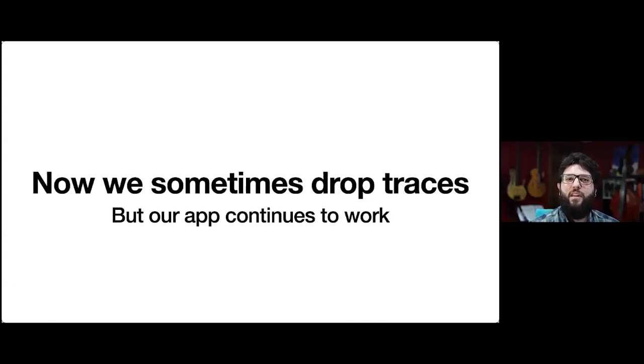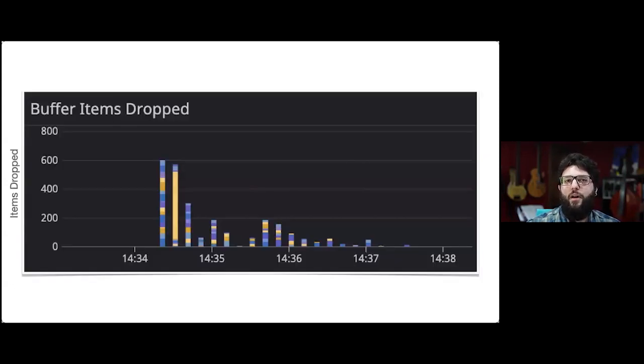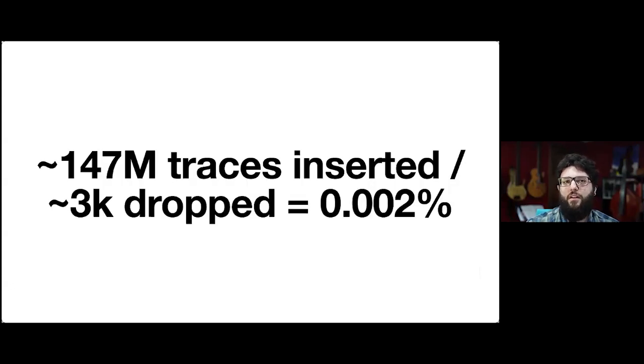Now, you might say dropping traces doesn't sound great. Like I want that information. And we even have metrics for how many traces we drop. And this looks not great. We're dropping a few hundred, like 600 over a few minutes. But over the course of a day, and this is just an average day, we insert about 147 million traces and dropped about 3,000, which is 0.002%. That's a percentage I can live with.